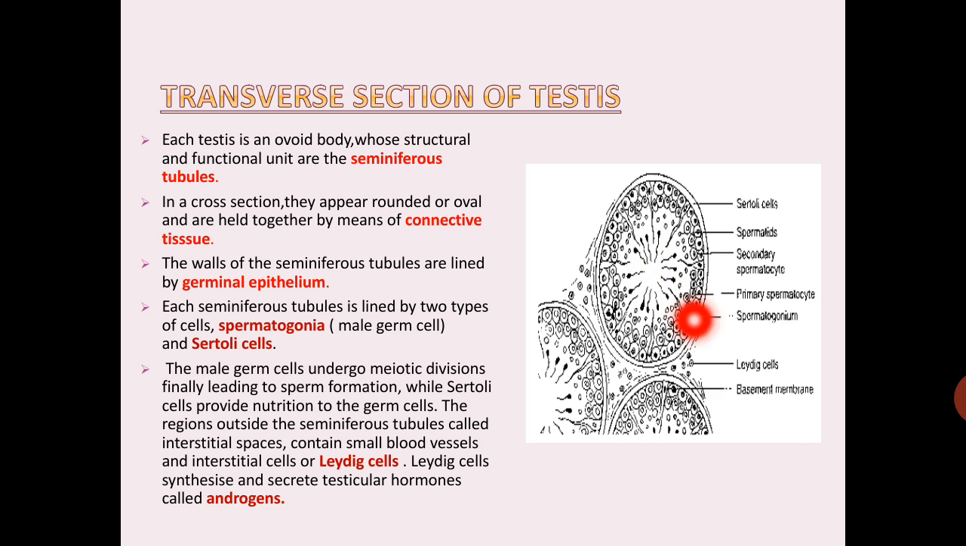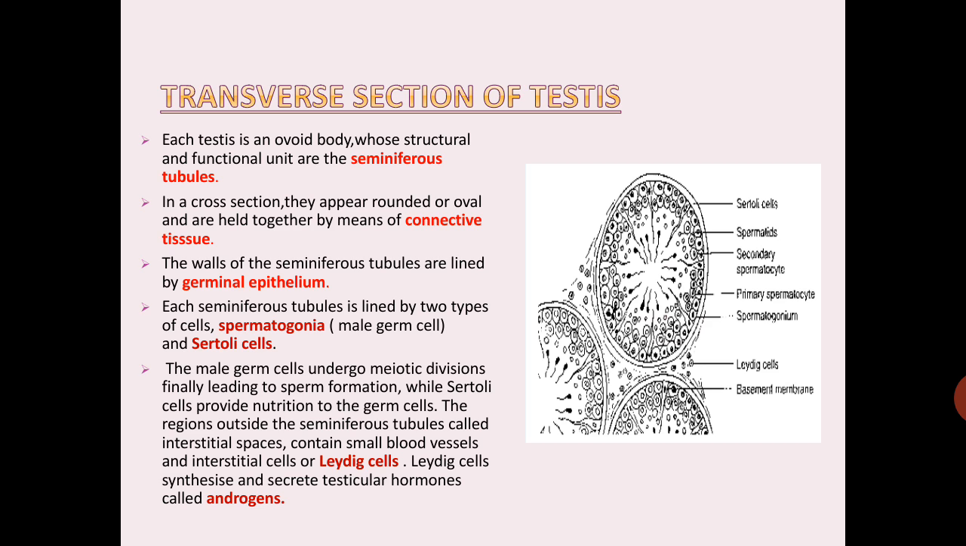So you can see here there are spermatogonia and in between there are Sertoli cells. Now these spermatogonia undergo meiotic divisions and finally they form the sperms, while Sertoli cells provide nutrition to the germ cells.